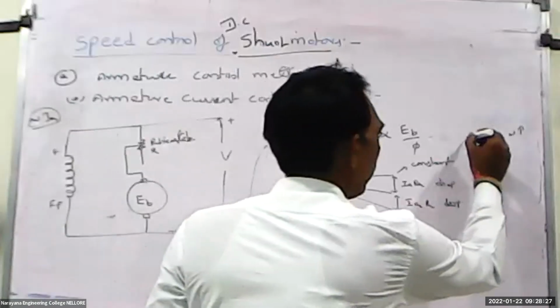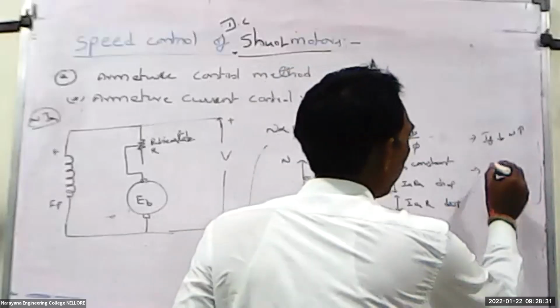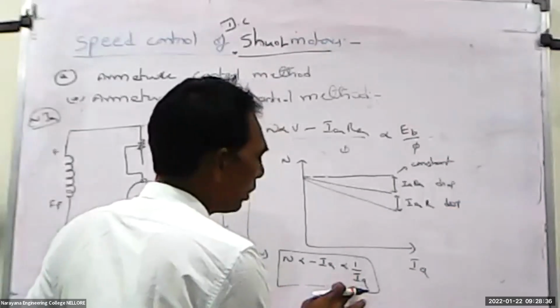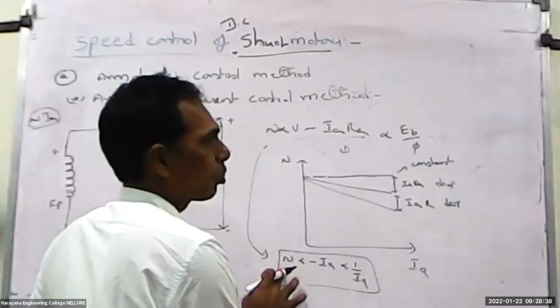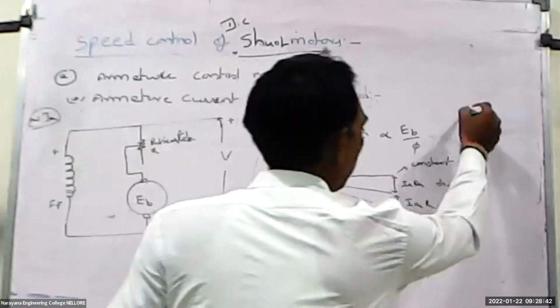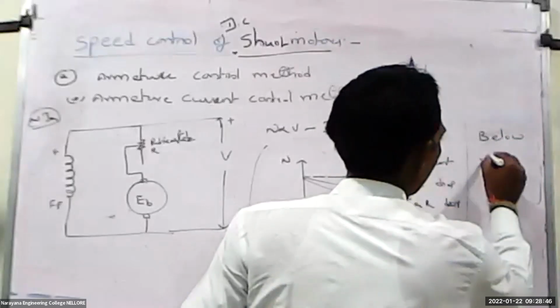So in the speed control method, the flux control method, this one is the rule. And in the case of IA, IA is maximum means speed is very less. So this method is more suitable for below rated speed. Below rated speed.